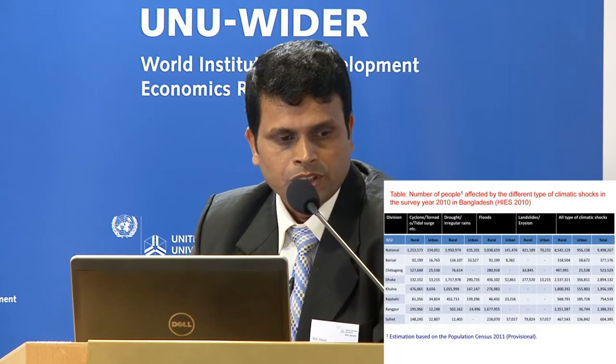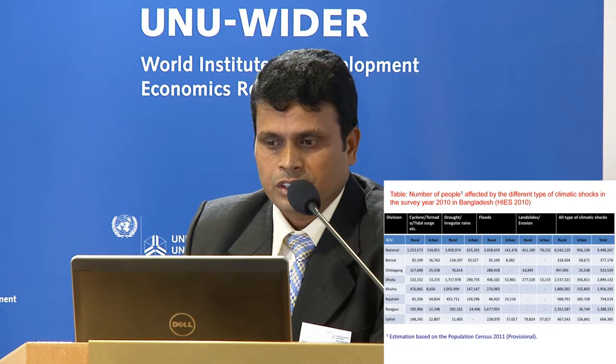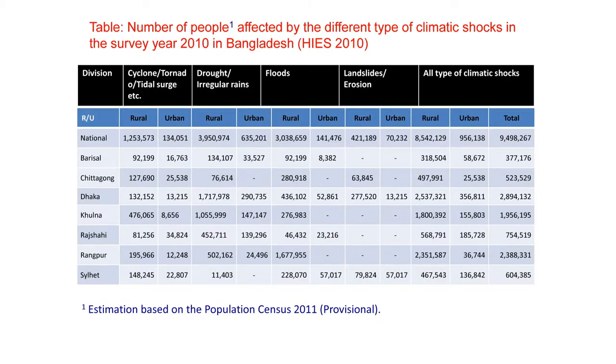So we have found the total number of people affected due to different types of climatic shocks. And we have found that about 10 million people are affected due to different types of climatic shocks in Bangladesh in a normal year. And in an extreme year, this figure would rise to about 3 to 5 times as many.